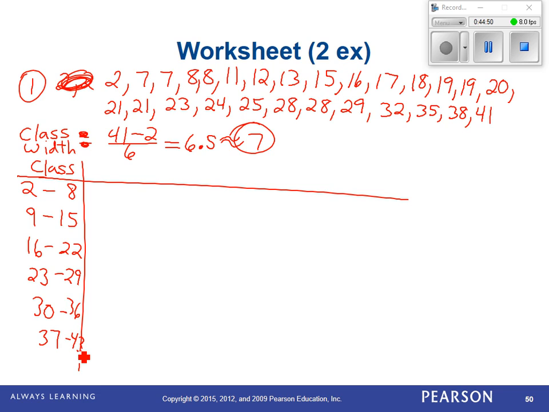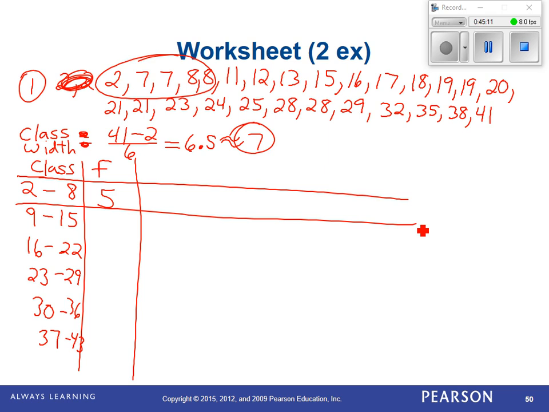The tally. Do we really need the tally this time? Since we put them out in order, we really don't need the tally. So I'm gonna skip that and I'm just gonna do frequency next. Is that all right? 2 to 8. There's 5 of them, those 5 right there. So I'm just gonna put 5 there.